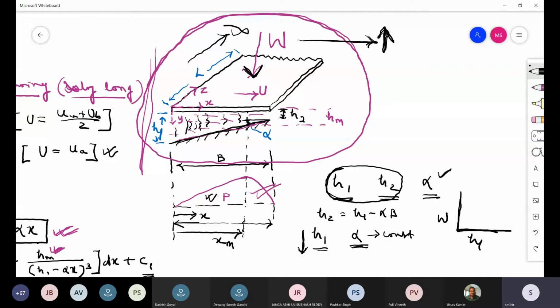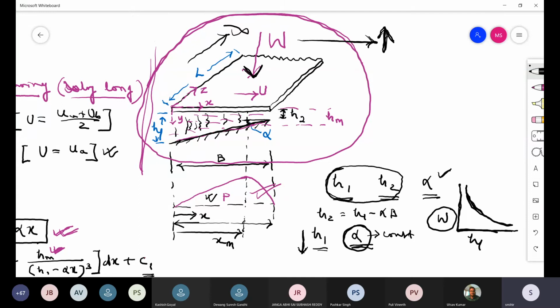So from that, you can find out for what W, what will be the H1. But this is not the optimum value of W that you will get. Now another parameter is your alpha. You can also vary alpha. Okay, you can also vary the inclination. So it is not a good idea to fix this value of alpha. This alpha, you allow it to vary.